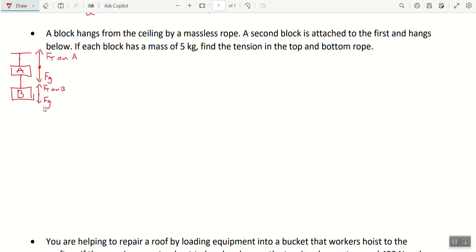Now, we could be more specific. Are there different forces of gravity acting on different parts of this problem? There has to be. The top rope has more weight hanging from it.